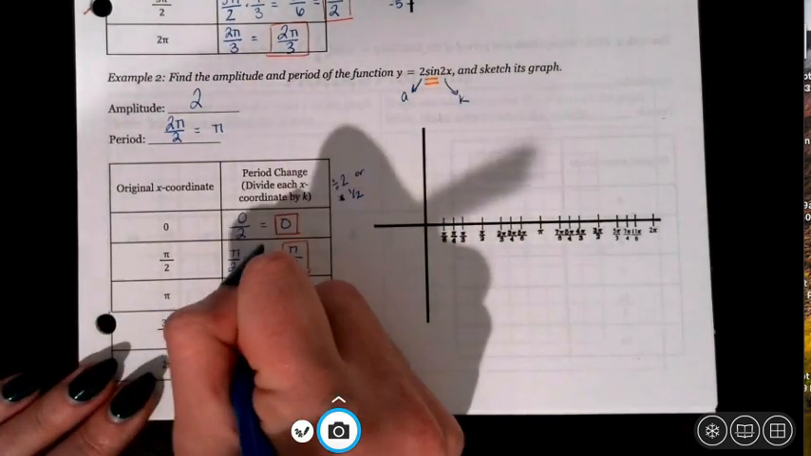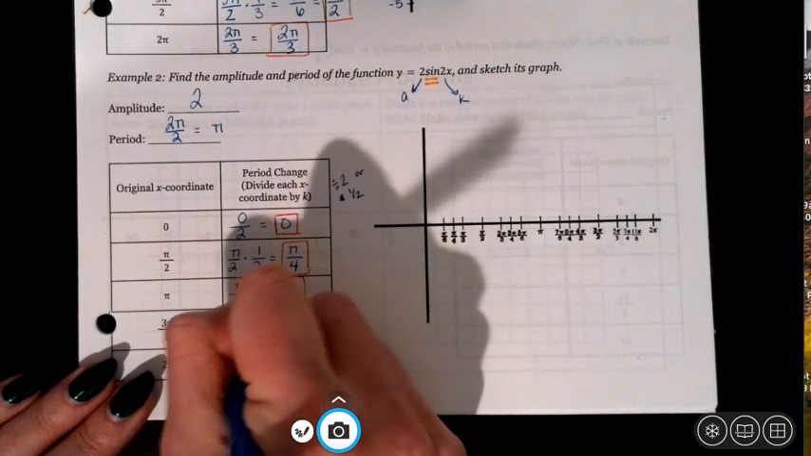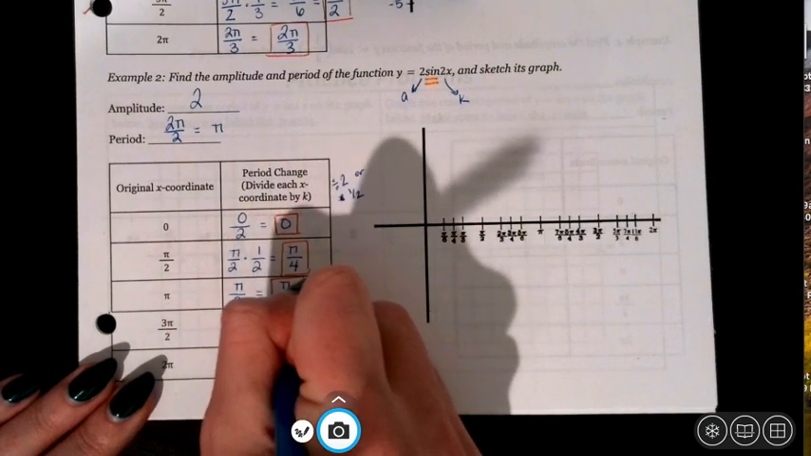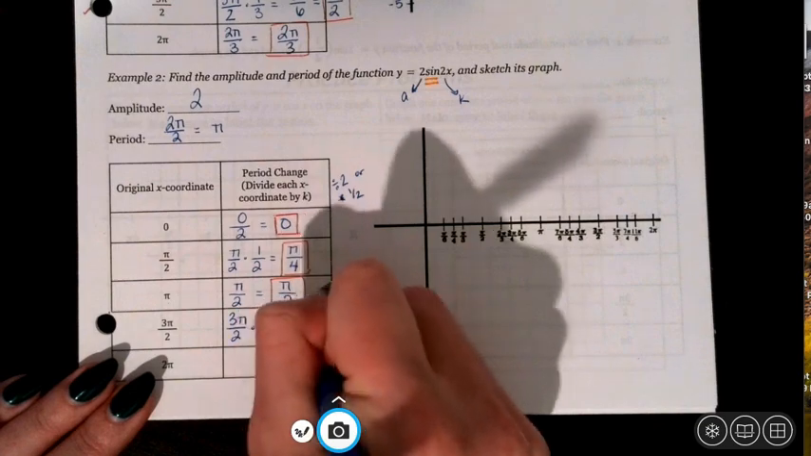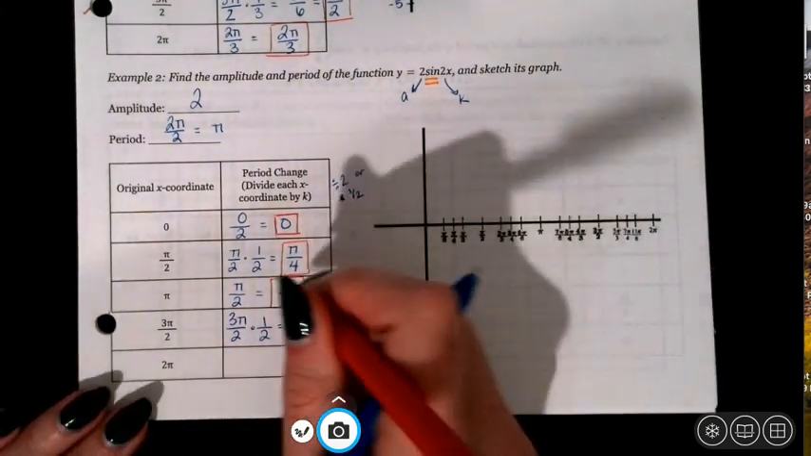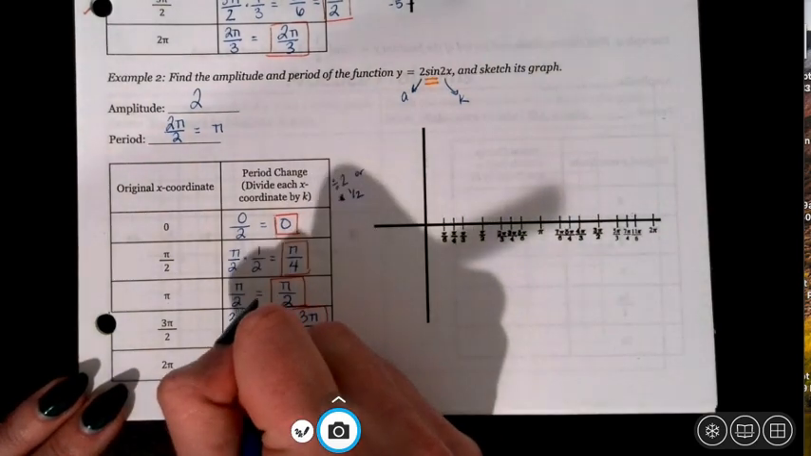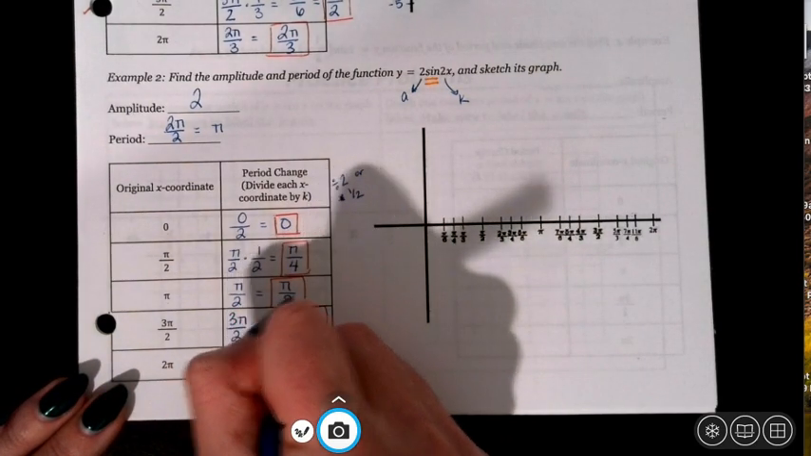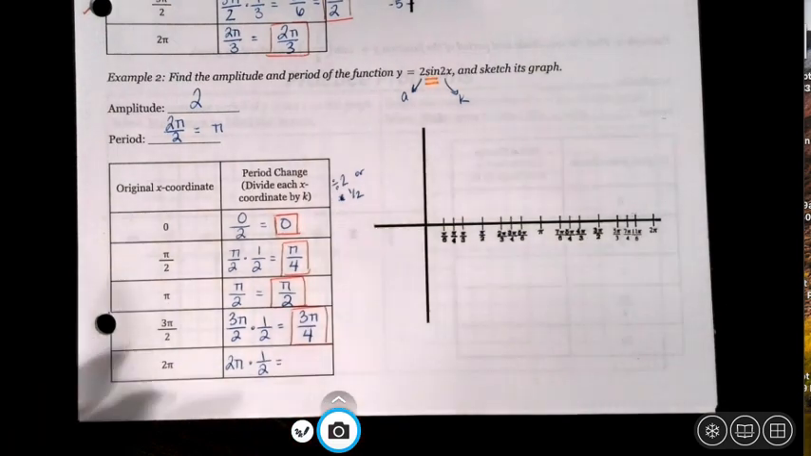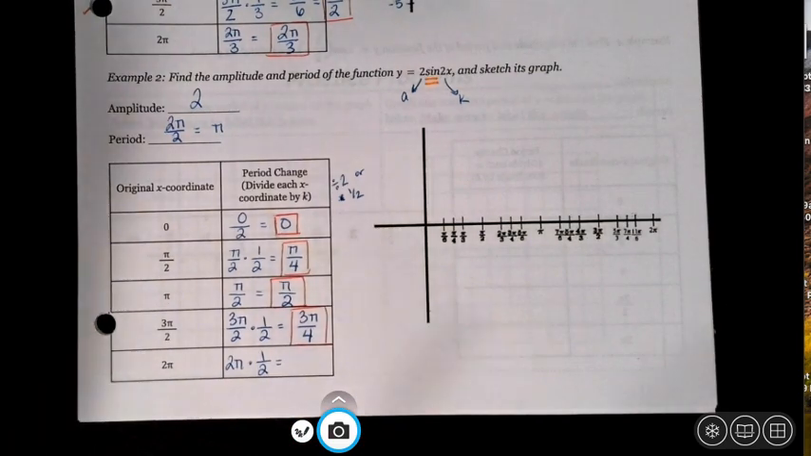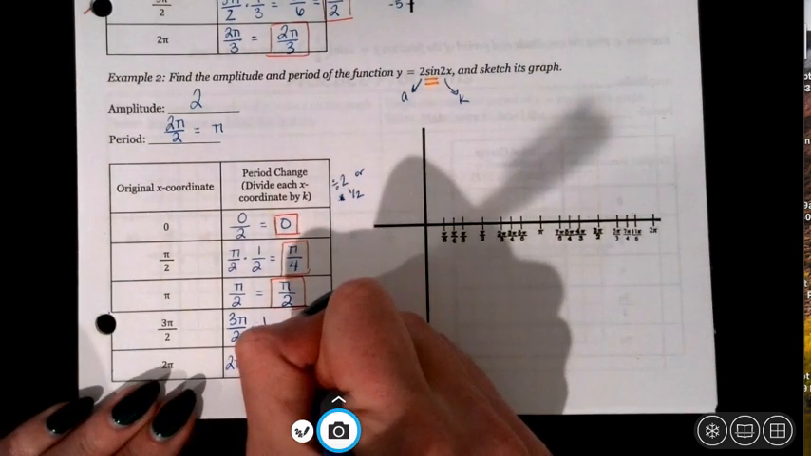Then I have 3 pi over 2. Since that is a fraction, I'm multiplying by 1/2. And I get 3 pi over 4. And then 2 pi. I'm going to also multiply by half. You would end up with 2 pi over 2. Simplify it down, you get pi.